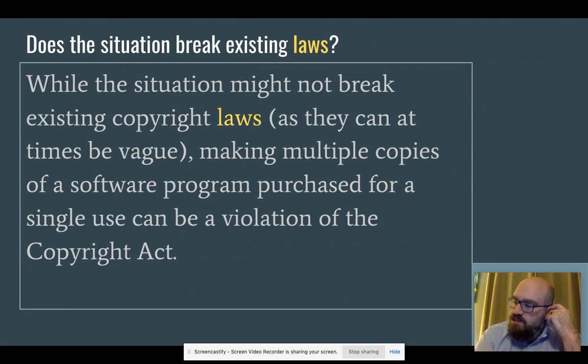Laws. So the situation might not break existing copyright laws because they can be vague in regards to software. Making multiple copies of a software program purchased for a single use can be a violation of the Copyright Act and therefore would be illegal.